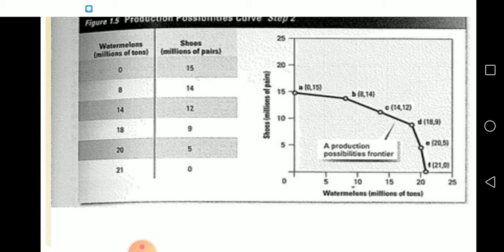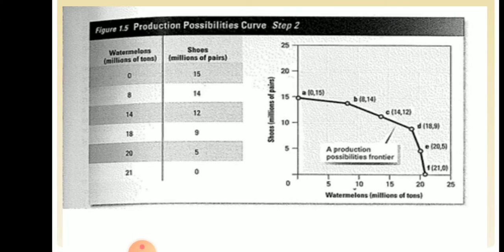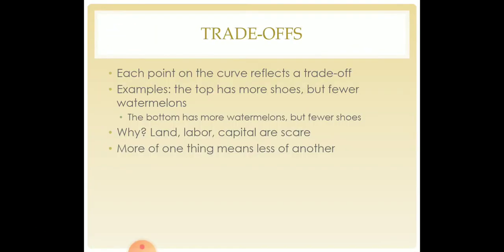So what I have here is the production possibilities frontier. This means that, and this is very easy, trade-offs. Each point on the curve reflects a trade-off, right? For example, the top has more shoes but fewer watermelons, as we said.